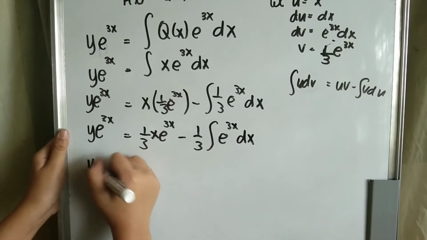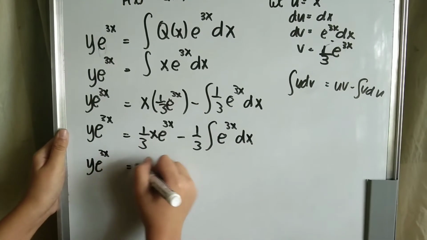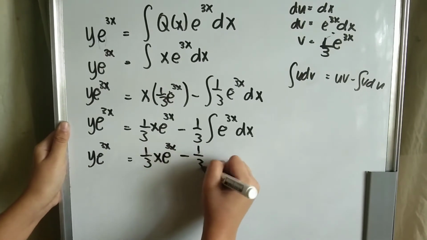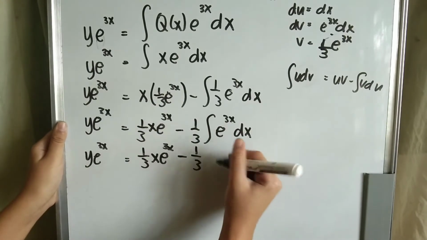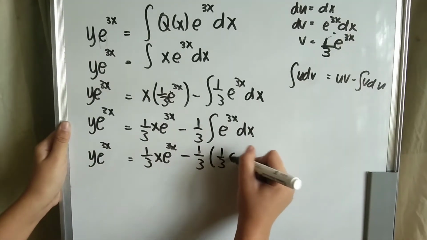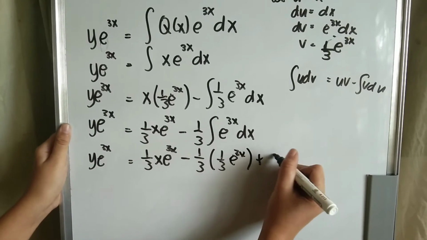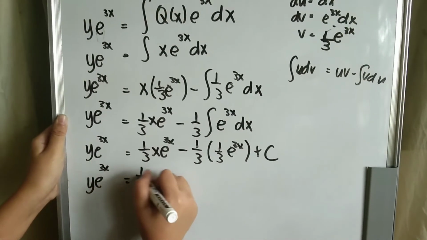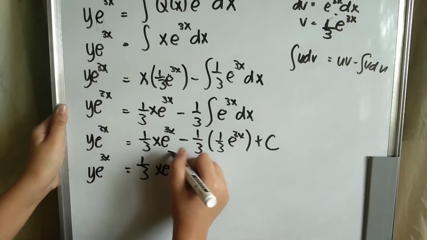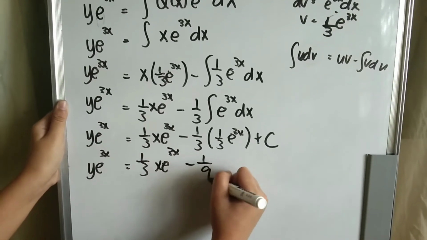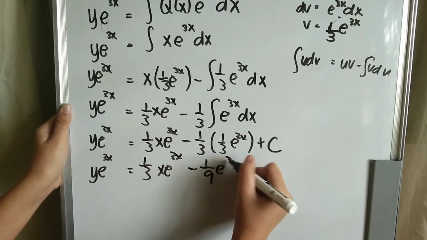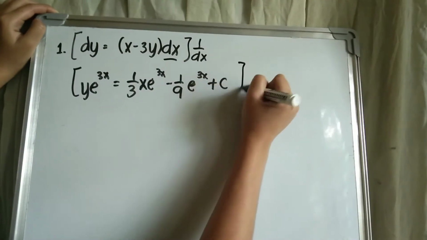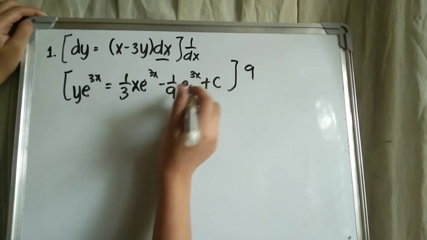So simplify, this will become y e^(3x) equals 1/3 x e^(3x) minus 1/3, and the integral of e^(3x) is 1/3 e^(3x) plus c. So simplify again, y e^(3x) is equal to 1/3 x times e^(3x) minus 1/9 times e^(3x) plus c. So we will multiply both sides by 9 to eliminate the 9 here.